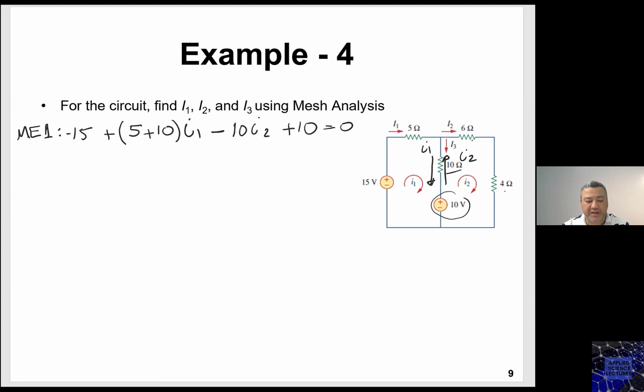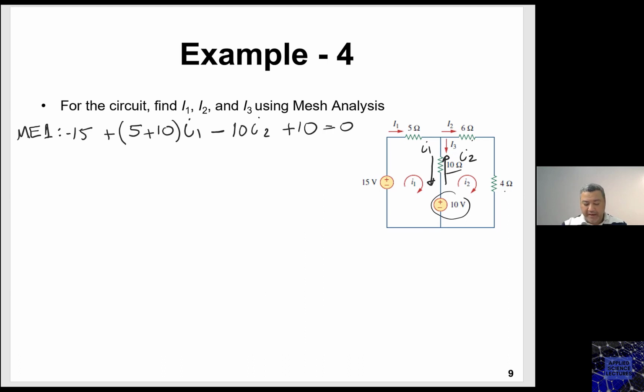Yes, Matthias, go ahead. So are we emphasizing mesh or super mesh analysis here? Because I'm assuming you can use either. No, you can't. We don't have a current source here that is being shared by two meshes. Super mesh analysis only works if you have a shared current source. Absolutely, yes. Okay.